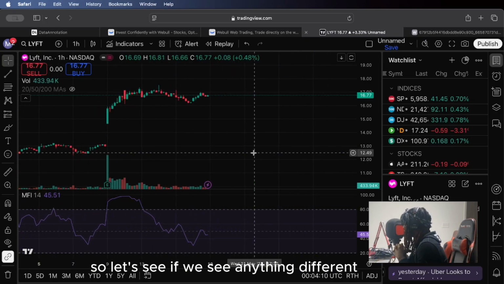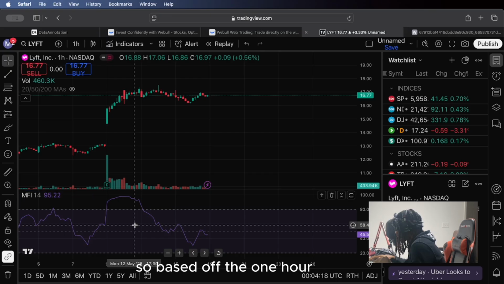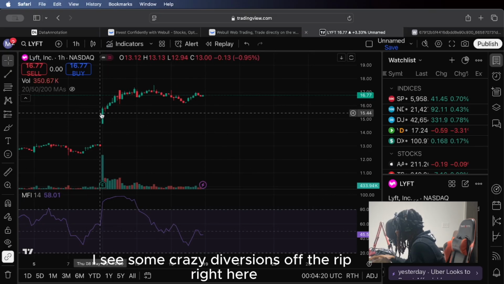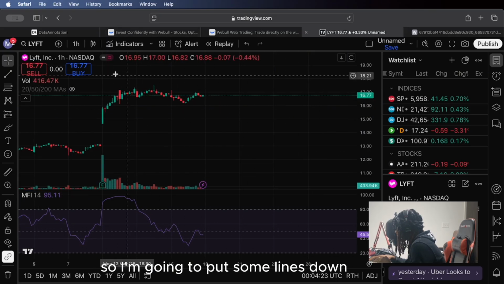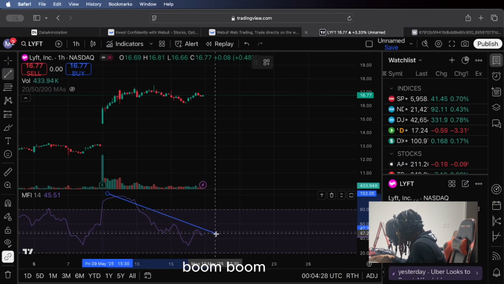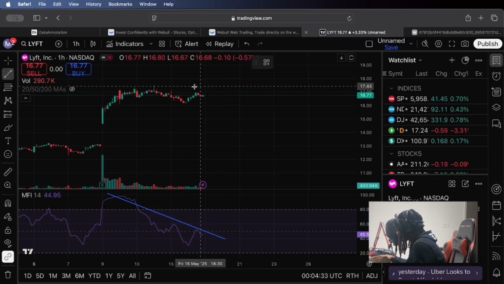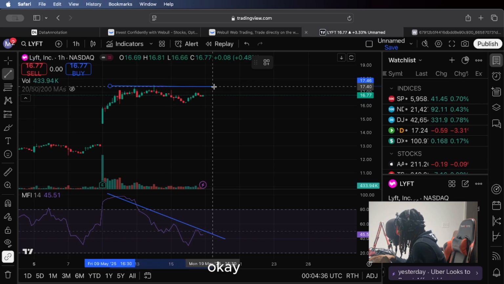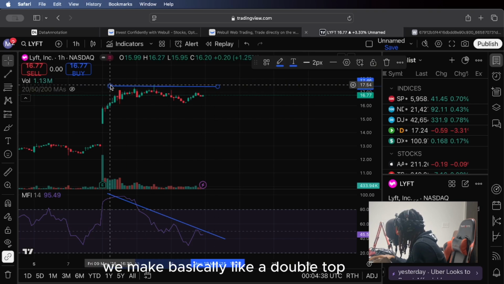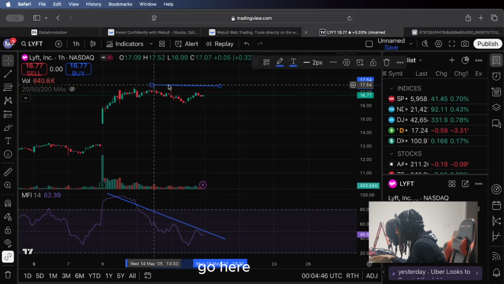So let's see if we see anything different when we look at it on a deeper level. We're looking at the 1 hour right now. Based off the 1 hour, I see some crazy divergence right here. So I'm going to put some lines down. Boom, boom, boom. Okay, that makes basically a double top. I mean, it's consolidating.